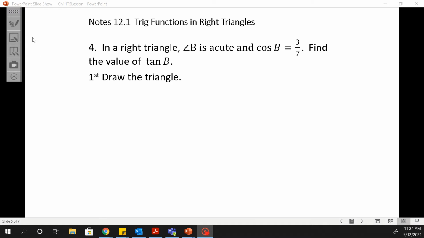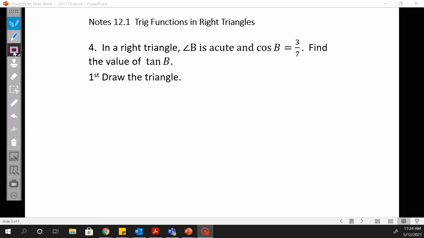Alright, number 4. In a right triangle, angle B is acute, and the cosine of B is 3 over 7. Find the value of tangent of B. First, draw the triangle. Okay, so let's draw the triangle. It's a right triangle. We'll just call one of these angles, they're both acute, because acute just means that it's smaller than 90. I mean it's got to be acute. I don't know how this would be a right triangle and it wouldn't be acute. So this will be angle B.